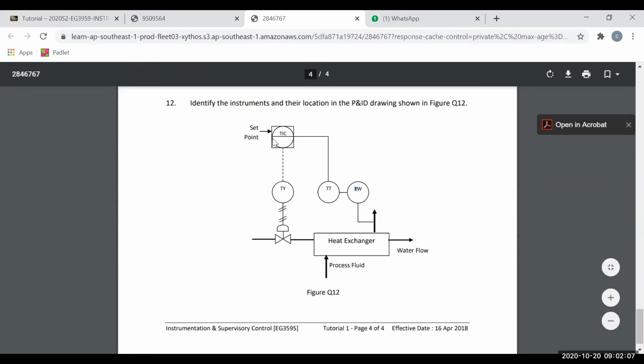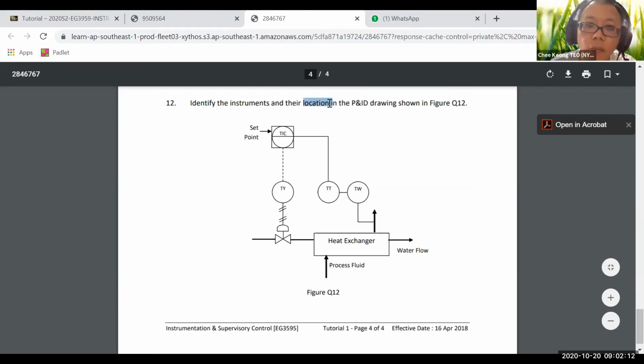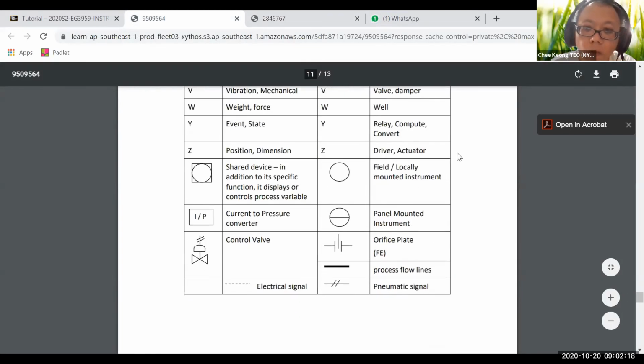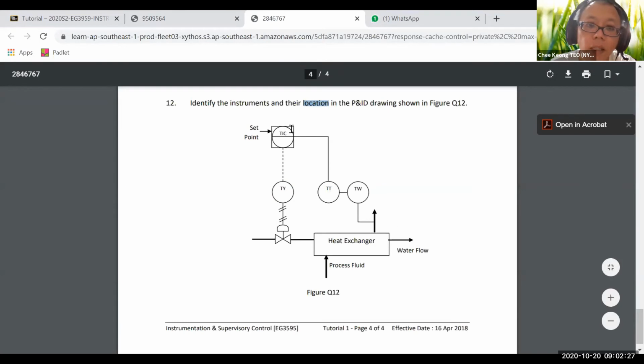So now we go to the location. A lot of you just remember to name the abbreviation, but you've forgotten about their location. Location means whether it is a full circle or semicircle. Those full circles will be field or locally mounted. Those semicircles will be panel mount or instrument mount, or panel mount instrument. So therefore, you just answer this accordingly for each of these instruments. So that is for question 12.